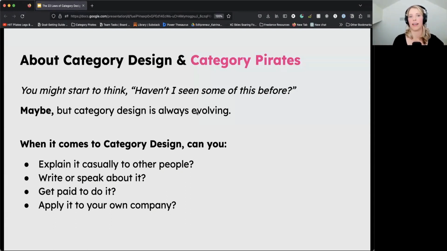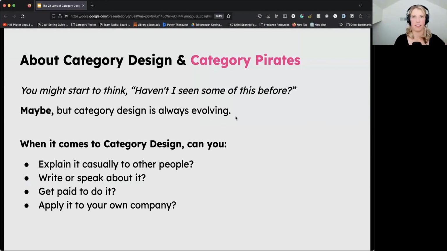And so the whole point of this book and what we're trying to do here is to help you all work through these 4 questions: can you explain it to other people? Can you write or speak about it? Can you get paid to do it? And then can you apply it to your own company? So our whole goal is to get you to walk through all 4 of those, whichever one of those 4 you would like to do.